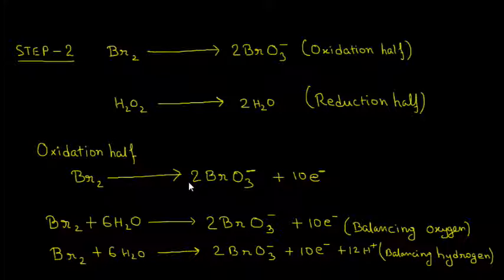Then Br2 plus 6H2O gives 2 BrO3 minus plus 10 electrons, balancing the oxygen. Br2 plus 6H2O gives 2 BrO3 minus plus 10 electrons plus 12 hydrogen ions, balancing the hydrogen.